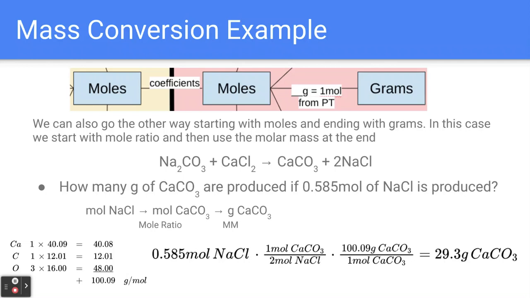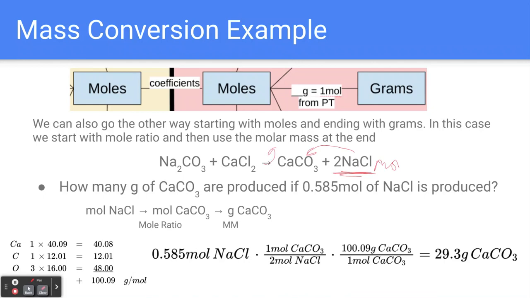So this one, we're using the same exact equation, except now it's asking how many grams of calcium carbonate are produced if 0.585 moles of sodium chloride are produced. So again, we're dealing with 2 products on this problem, which is totally fine. So we're starting here with moles of sodium chloride, and eventually we're trying to get into grams of calcium carbonate.